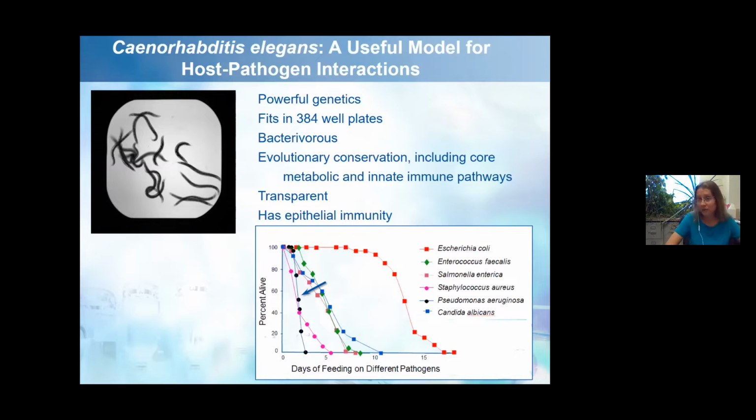Another important fact to consider is that the majority of human pathogens can infect and kill C. elegans, and that includes gram-positive and gram-negative bacteria, and fungi. Well, viruses are more specialized. There are several viruses that kill C. elegans, but they are worm-specific.